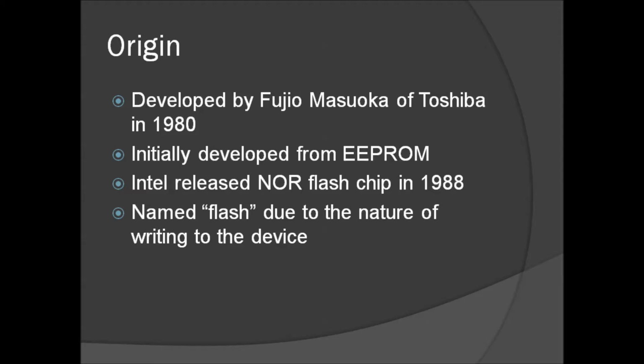Flash memory was first invented by Fujio Masuoka of Toshiba back in 1980. It was developed using a modified version of electronically erasable programmable read-only memory. Intel Corporation realized the incredible potential of this technology and started working towards what would become the first consumer-grade flash chip released in 1988. This technology was labeled flash as its writing process resembled the instant flash of a camera.